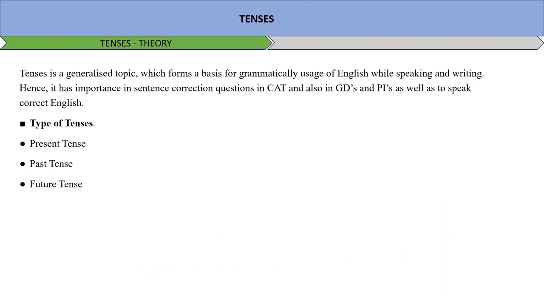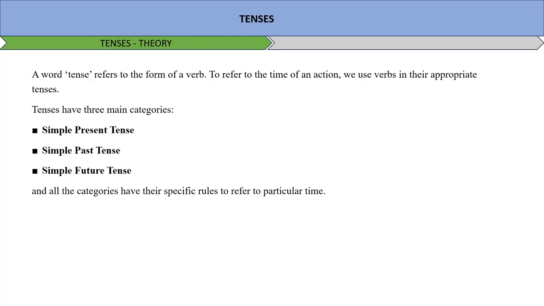As we all know, tenses is a generalized topic which forms a basis for grammatical usage of English while speaking and writing both. Hence, it has importance in sentence correction questions in CAT and any exams you appear for, be it any competitive exams, and also in GD and PIs, as well as to speak correct English. Now, the types of tenses, we all are aware, are present tense, past tense, and future tense. So, tense refers to the form of a verb, right? To refer to the time of an action, we use verbs in their appropriate tenses.